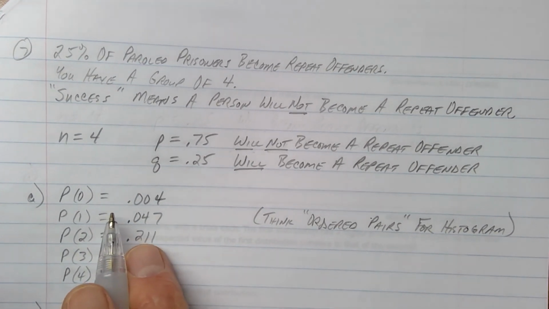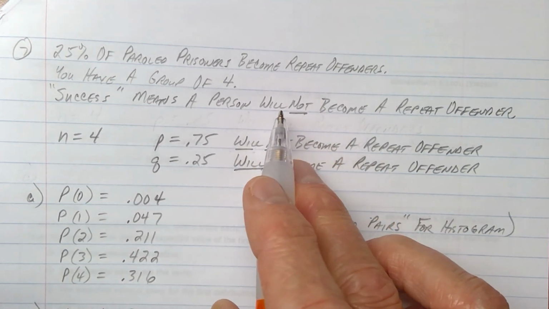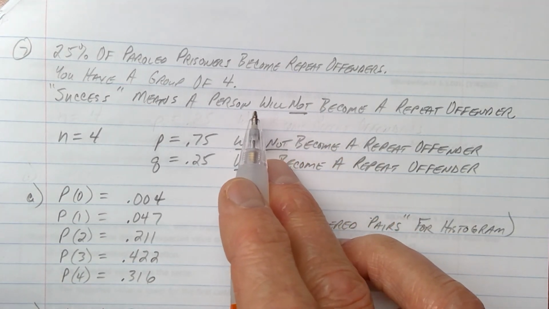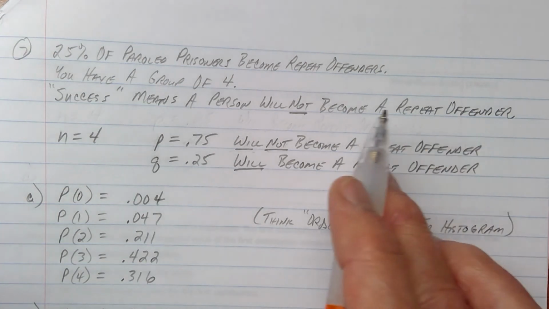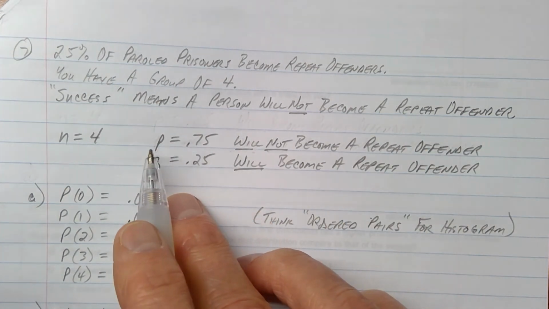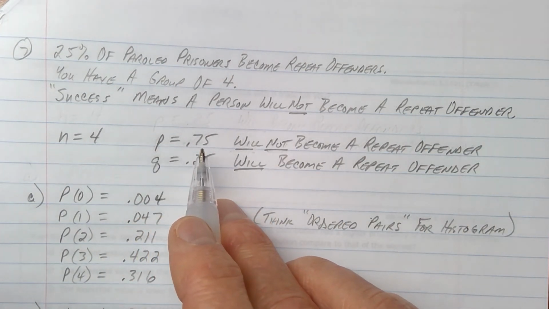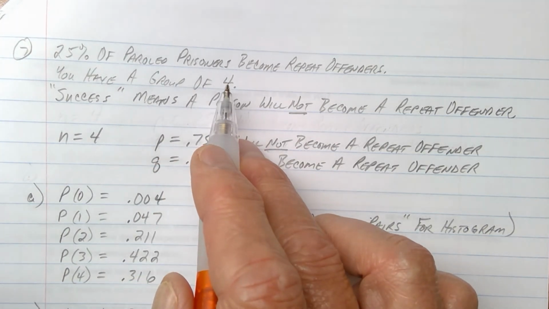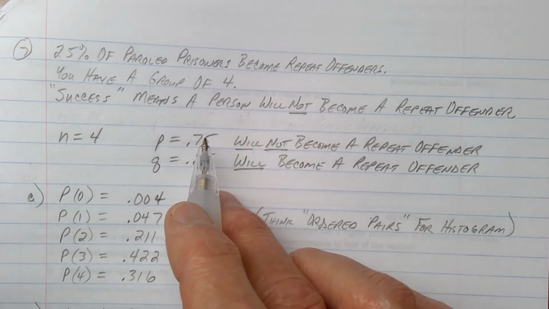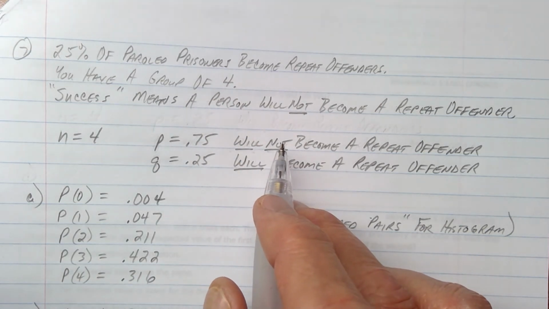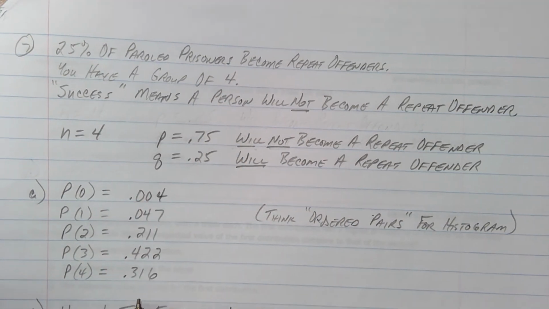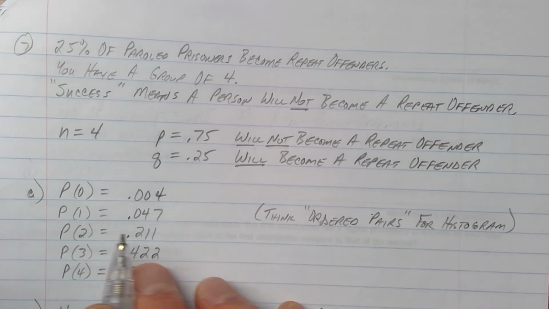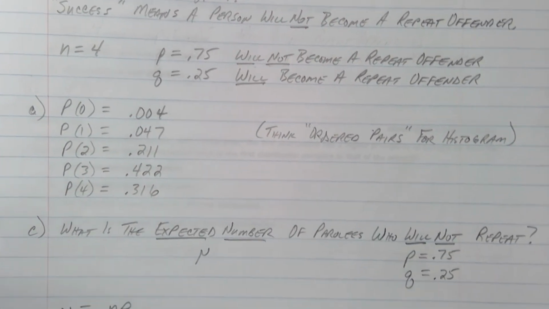All right, here are our probabilities from the table. We're accepting that a person will not become a repeat offender, so we're looking at those probabilities in the 75% column. There's a 75% chance that if I grab one of these 4 people randomly, they will not go back to jail. Here are our probabilities. Again, if you're making a histogram, just think of these as ordered pairs.